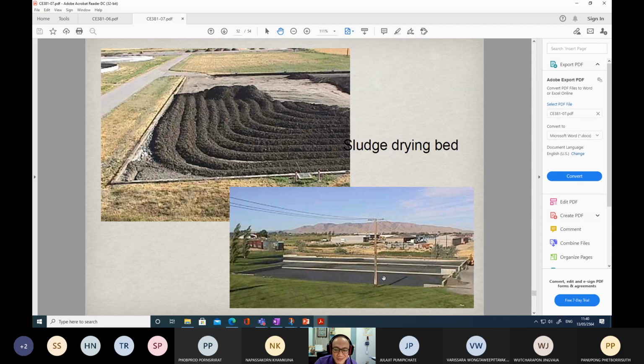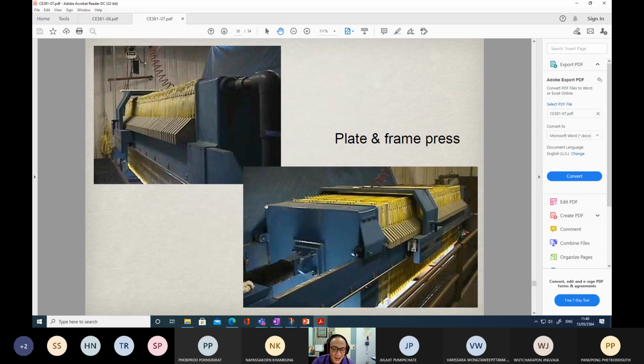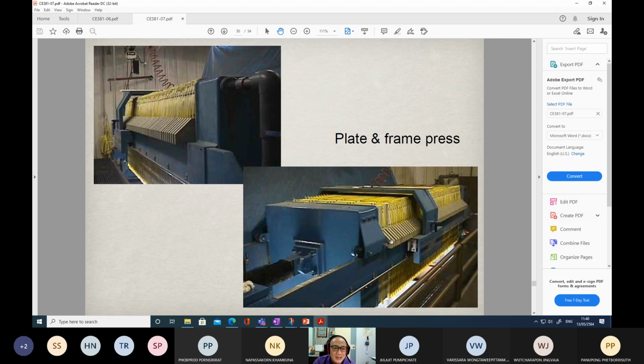So just after applying the sludge, all the liquids stay on the top of the layers. But after 1 week, it becomes like this. So you see this one is much drier as compared to the sludge that comes from the belt press or the filter press.